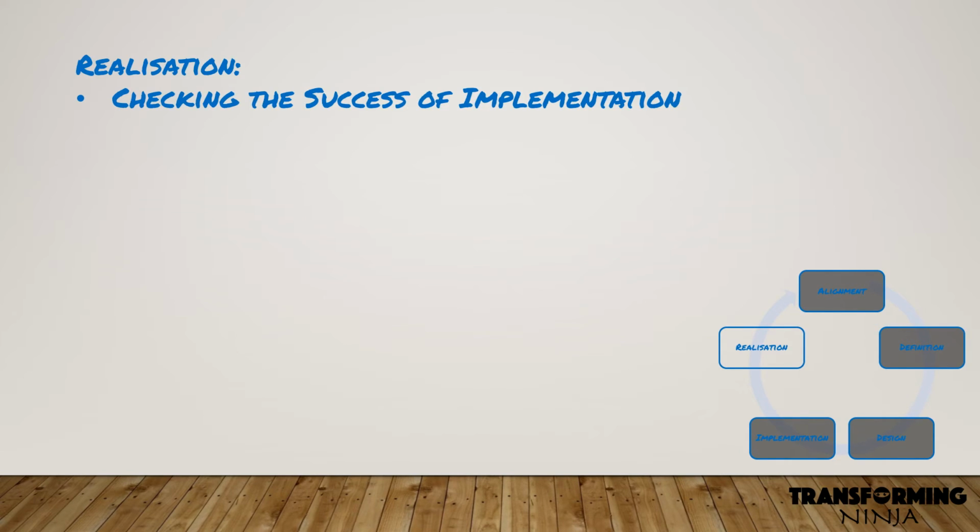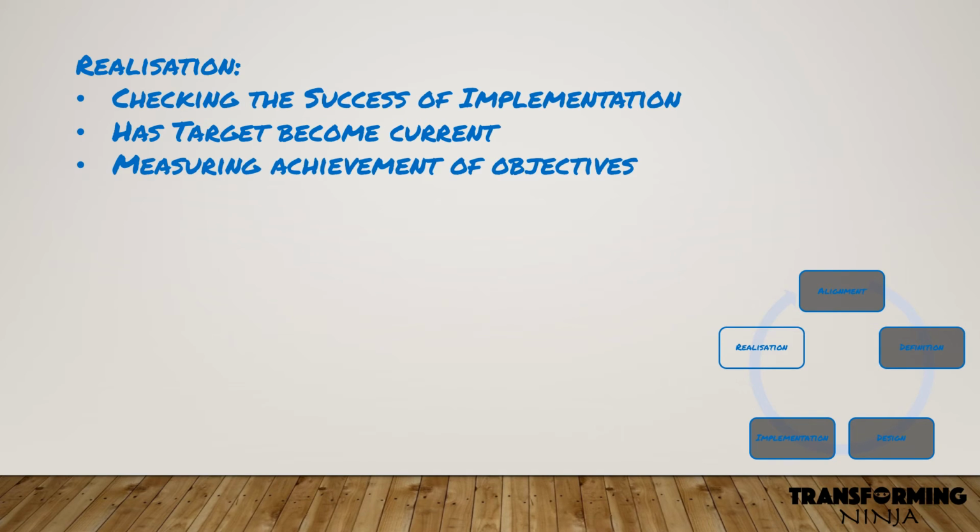At the realisation stage, we check in with the changes that were designed, were implemented, and have been embedded in the organisation. The business situation is measured to see if the current situation matches what was the target situation at the beginning of the cycle, i.e. the to-be model has become the as-is model. At the beginning of the cycle, we also defined objectives. And the realisation stage is a post-implementation check to assess whether these objectives have been met.